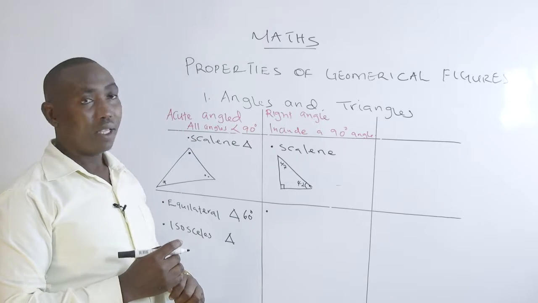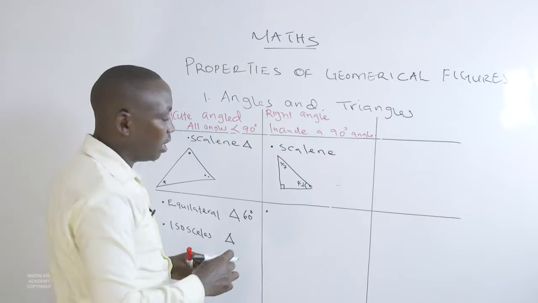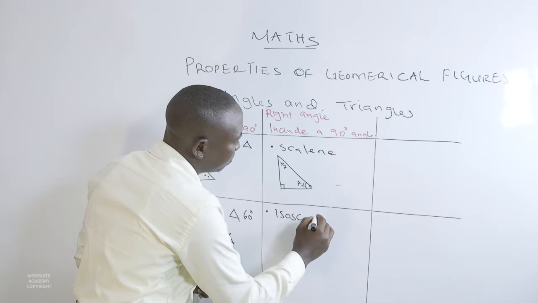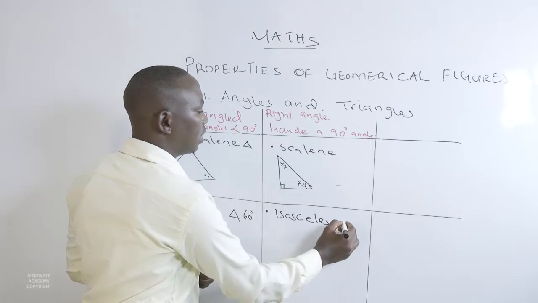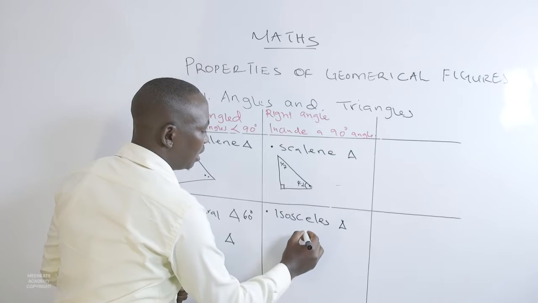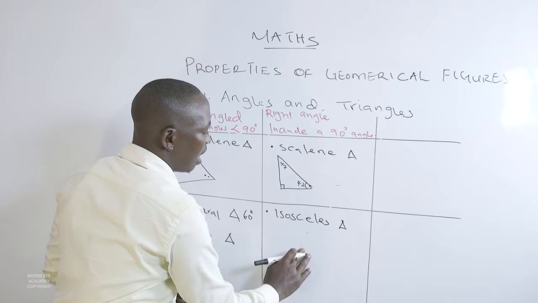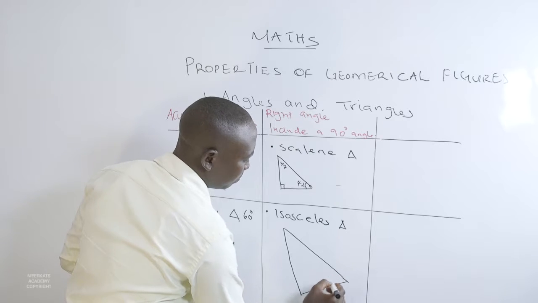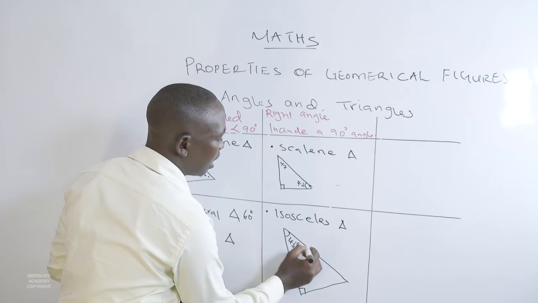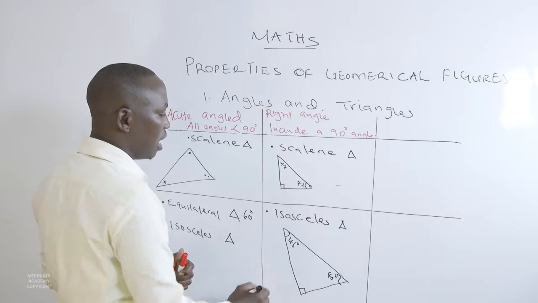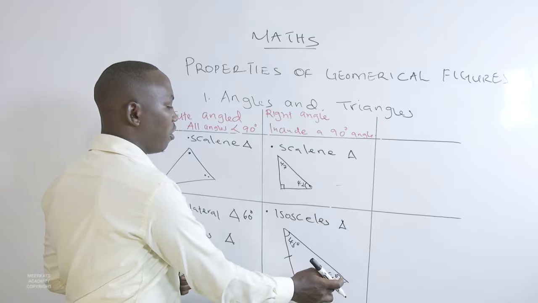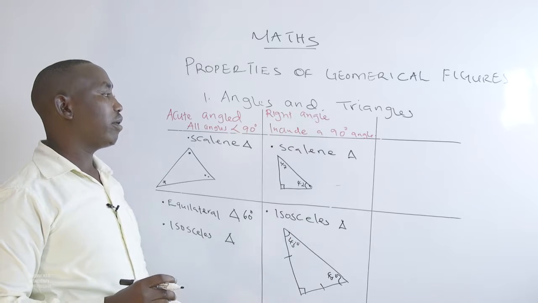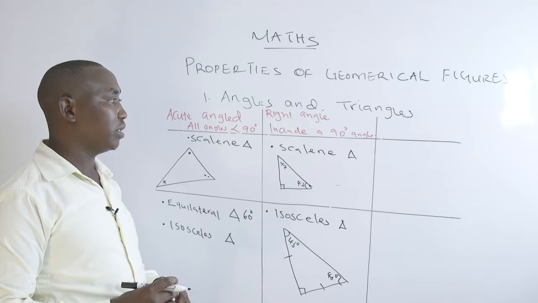Number two, it can be an isosceles triangle. It can be an isosceles triangle, but in this case, one of the angles is 90 degrees, then the other two are 45 degrees each. That means this side and this side are equal, forming these two as the base angles of that particular triangle. So for right angle triangles, we have a scalene, and we have an isosceles triangle.